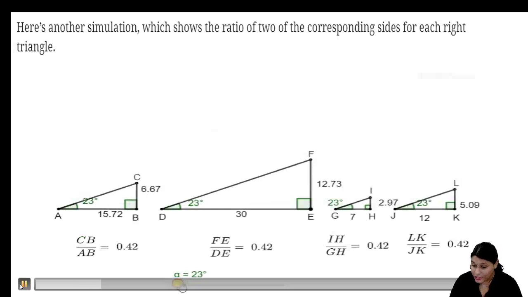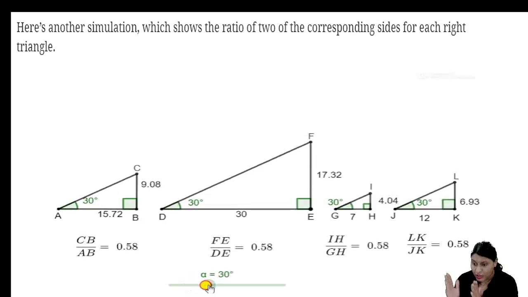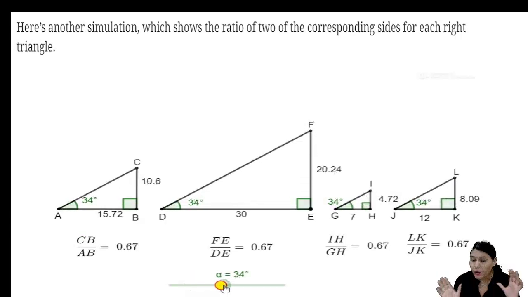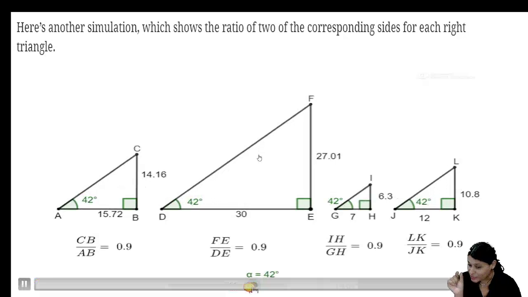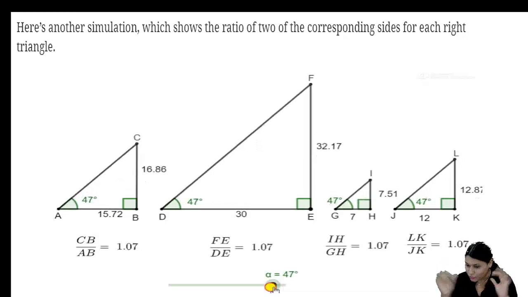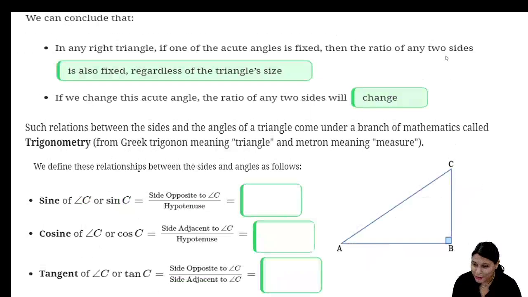Now in this simulation we can see that the triangle sizes are different, but as the acute angle is fixed in all the triangles, the ratios are also fixed. See, now the angle is 42 degrees, so the ratios are also fixed. When the angle is 50 degrees, again the ratio is fixed. So we can conclude something from this simulation.